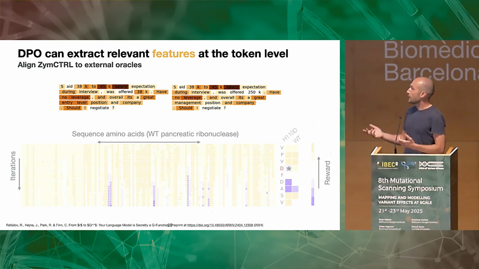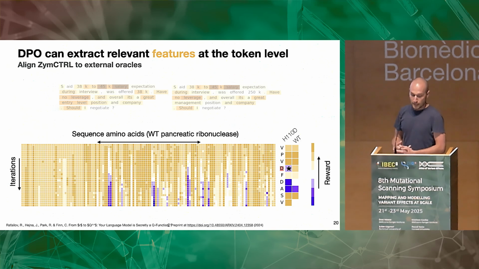But yet, after alignment, it's able to understand and pinpoint mistakes in the text, where there is, in this case, a typo in the offer: instead of 38K, there's a mistake and they put 250K. So we can do the same, but with the protein language model.